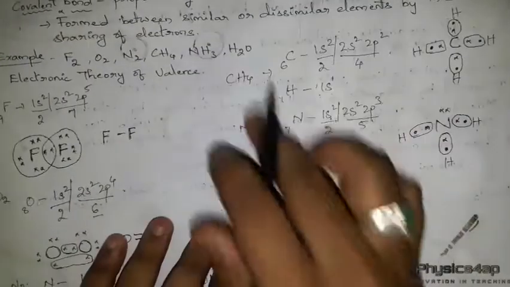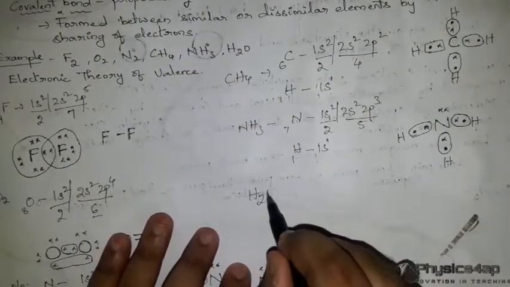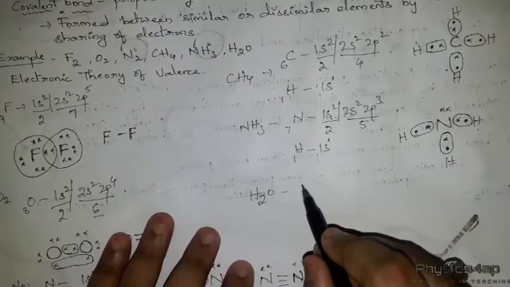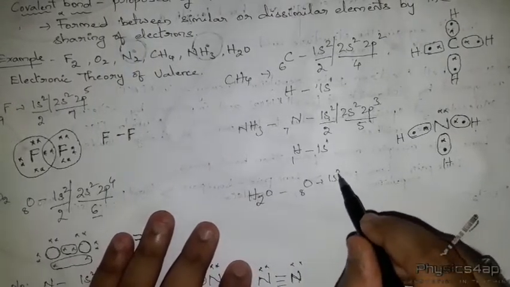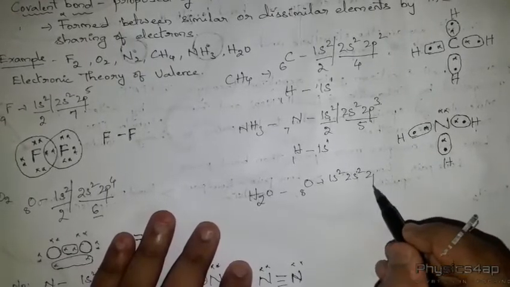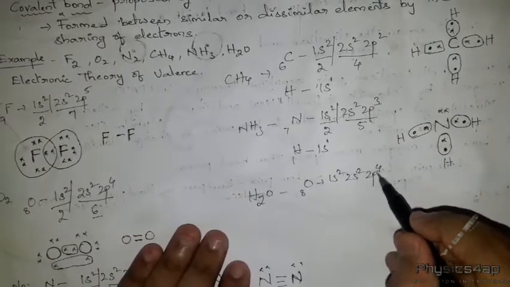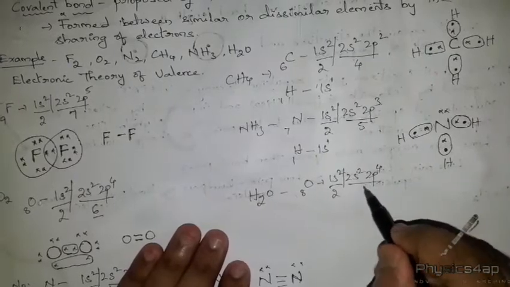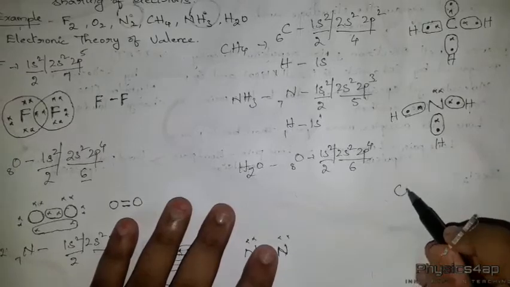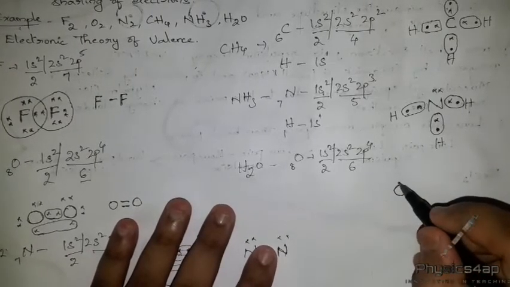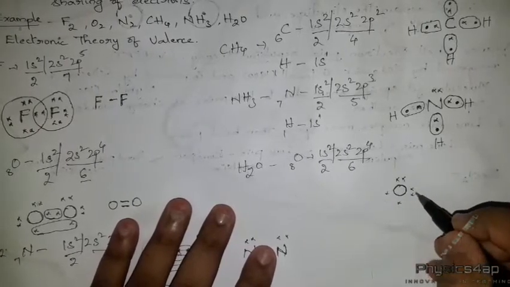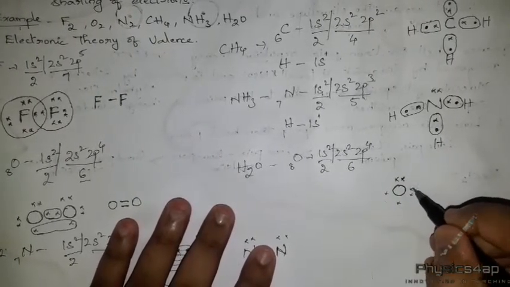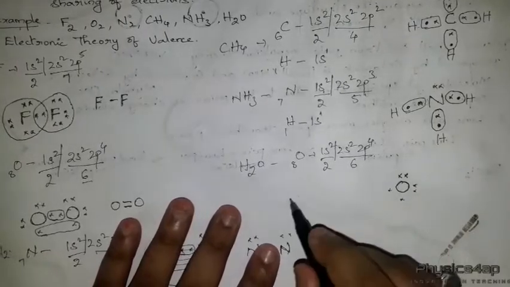And the last one is the water molecule, H2O. Here the central atom is oxygen, with atomic number 8, 1s2, 2s2, 2p4. So we have 6 electrons in its outermost orbit. We draw the oxygen and represent them as 1, 2, 3, 4, 5 and 6. So the 6 outermost electrons have been placed.